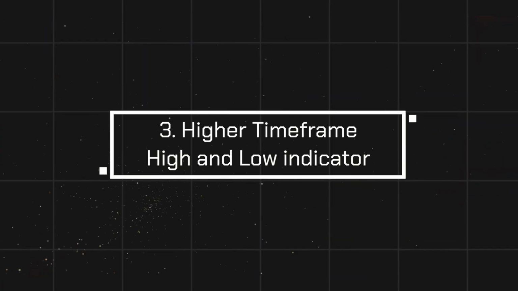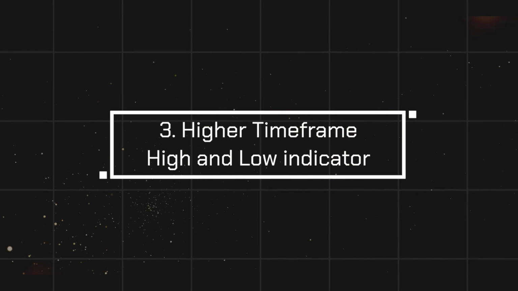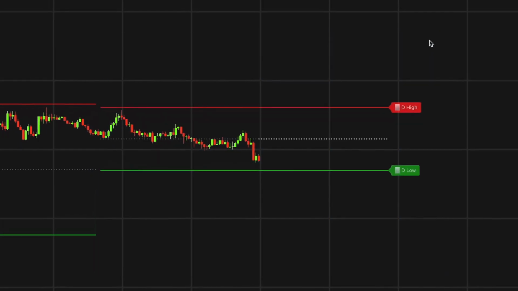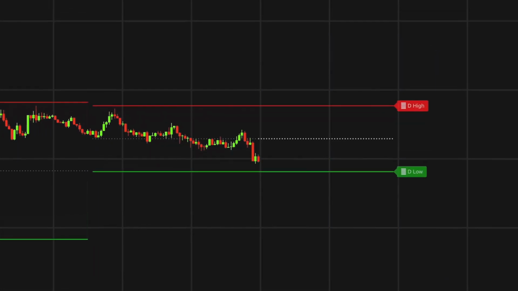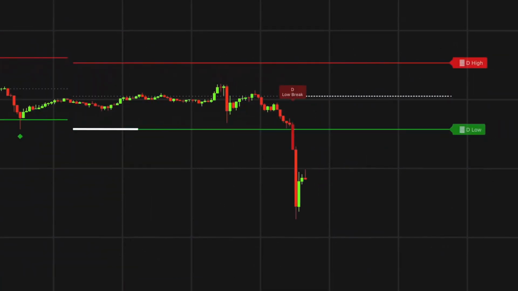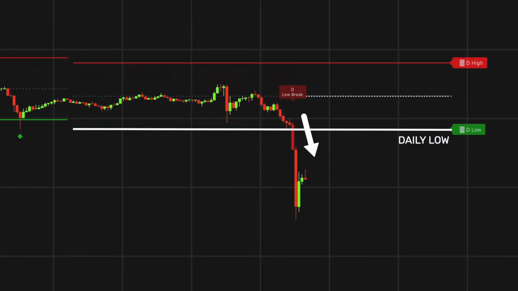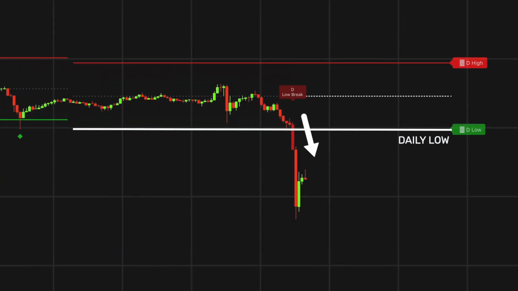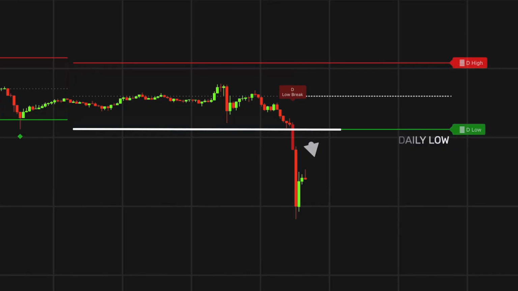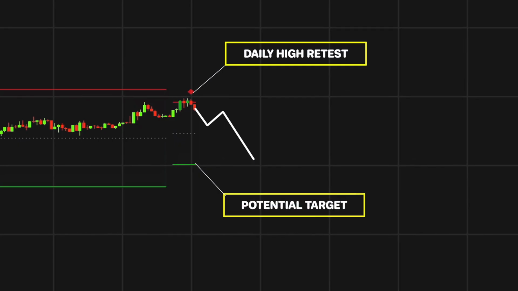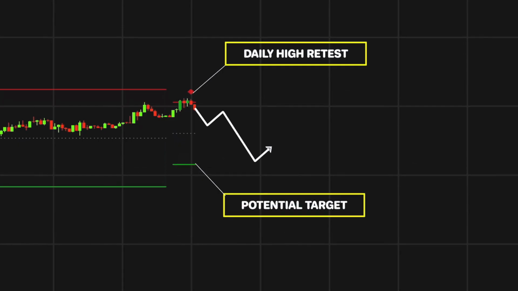Introducing Higher Time Frame, High and Low Indicator by Chart Prime. This magic indicator plots key levels from a higher time frame onto the current chart, aiding you in identifying significant support and resistance zones. The indicator also detects and labels breakout points and can display trend directions based on these higher time frame levels' breakout points. It marks support and resistance points with small square symbols when the current time frame's high or low interacts with the higher time frame's levels.